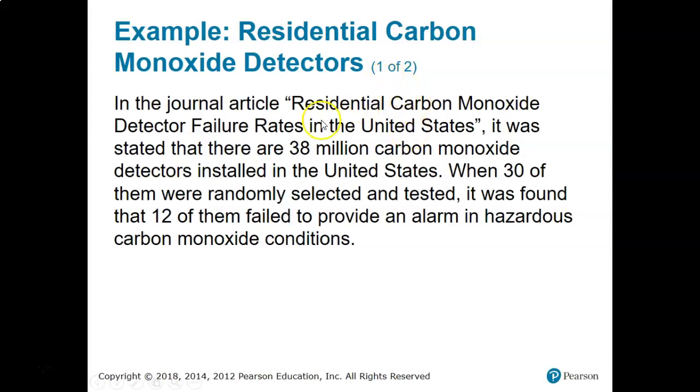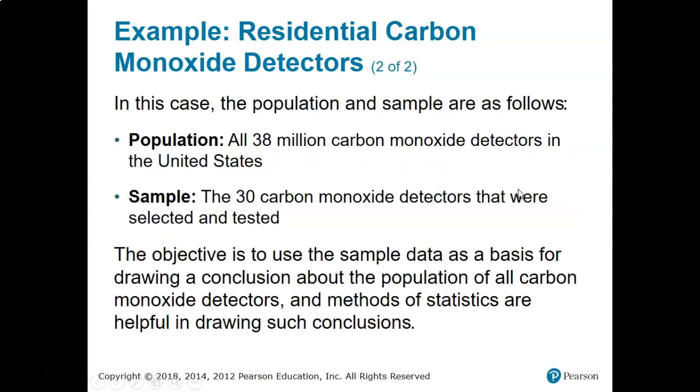So if we look at this, the 38 million carbon monoxide detectors is going to represent our population. Okay, so that's the group that we're selecting from. That's our population. And then the sample is these 30 here. So the 30 were randomly selected and tested. So while it does appear that 30 is a small sample compared to the 38 million, if it's done correctly, that 30 could still be very representative of the population itself. Okay, and so that's just saying what I just went through and said there.